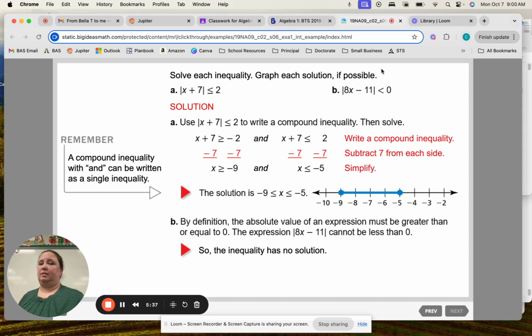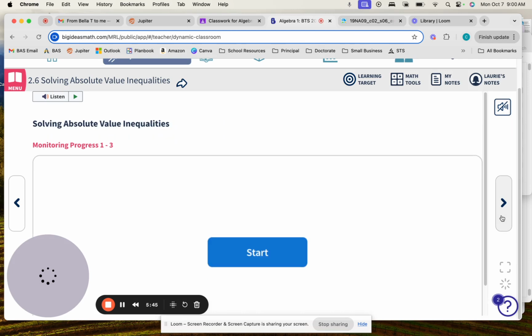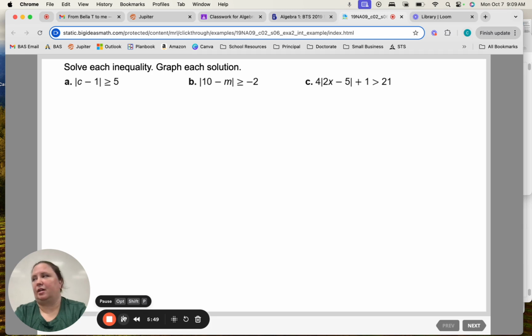All right, any questions? Okay, let's go do your monitoring progress, numbers 1 through 3. So we're going to solve each of these inequalities. So A, this is example 2A.